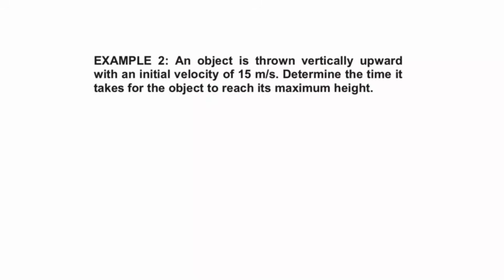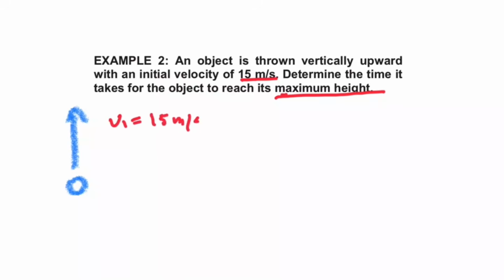In this example, an object is thrown vertically upward with an initial velocity of 15 meters per second. Determine the time it takes for the object to reach its maximum height. Let's go ahead and have a sketch. So we have an object that is being thrown upwards with an initial velocity of 15 meters per second. So we have Vi equal to 15 meters per second. We want to find the time it takes for the object to reach its maximum height. So delta t is what we're interested in.